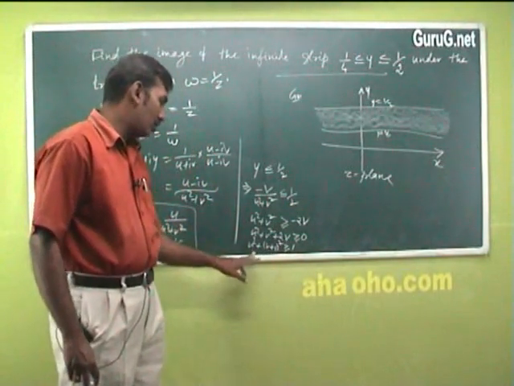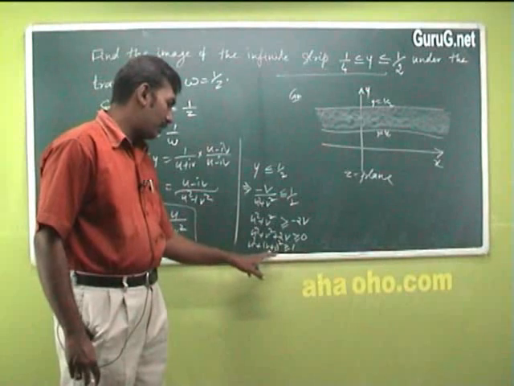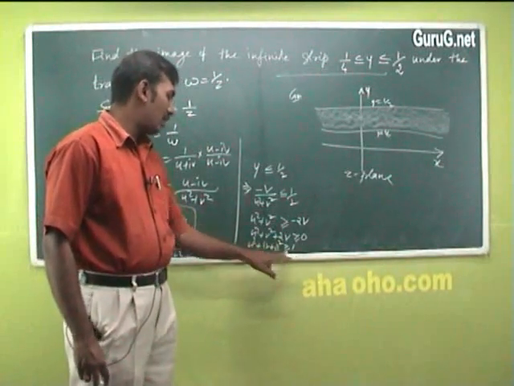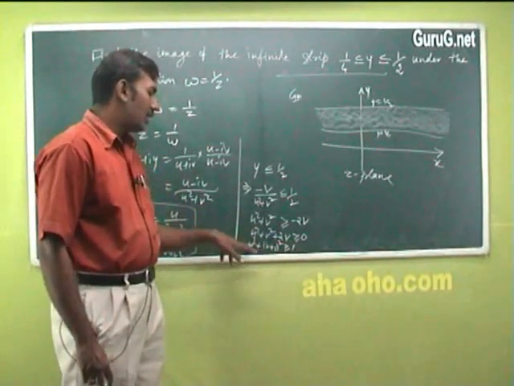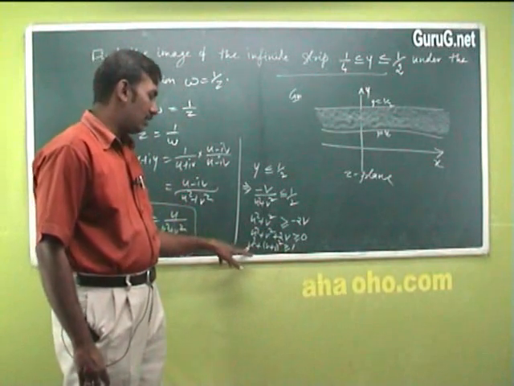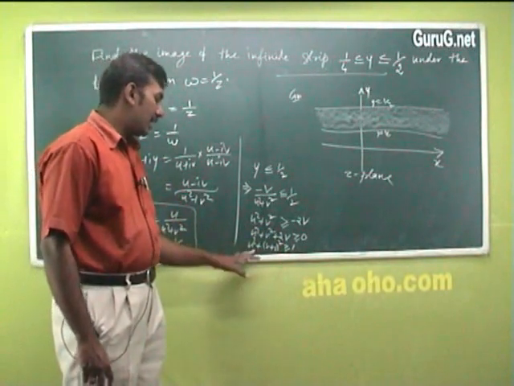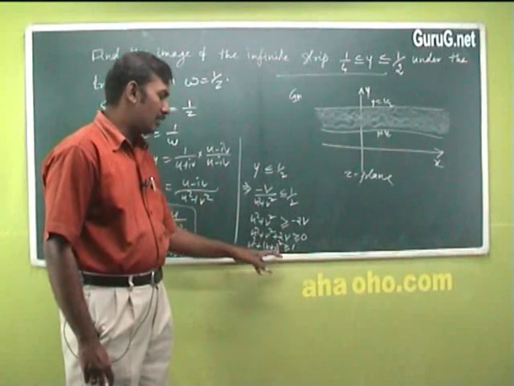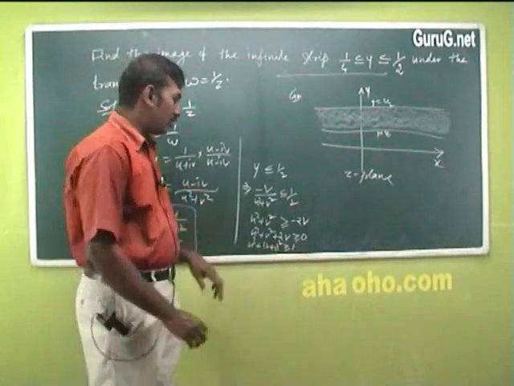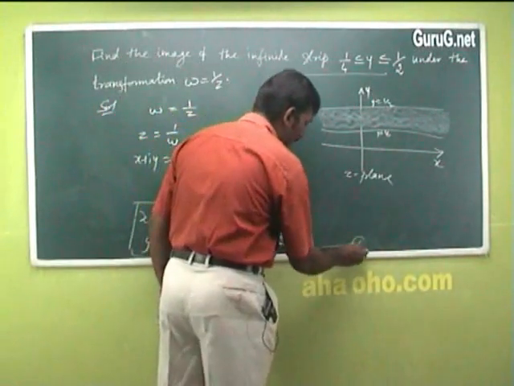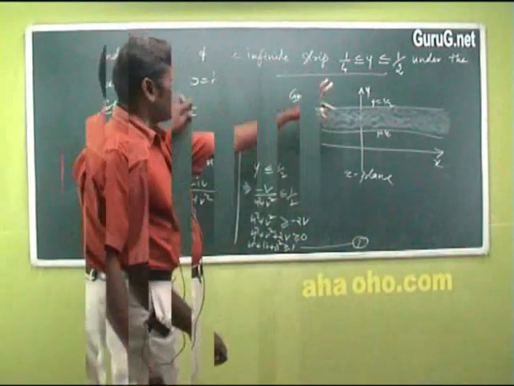Then u squared plus v squared plus 2v plus 1 minus 1, which is nothing but what? This is an exterior circle with center 0 comma minus 1 and radius 1. We take it as equation number 1, and then the second equation.